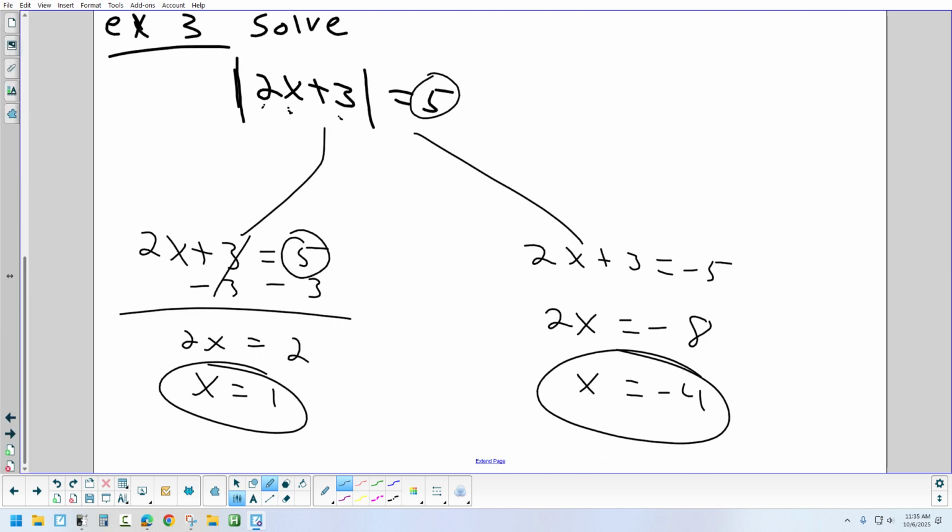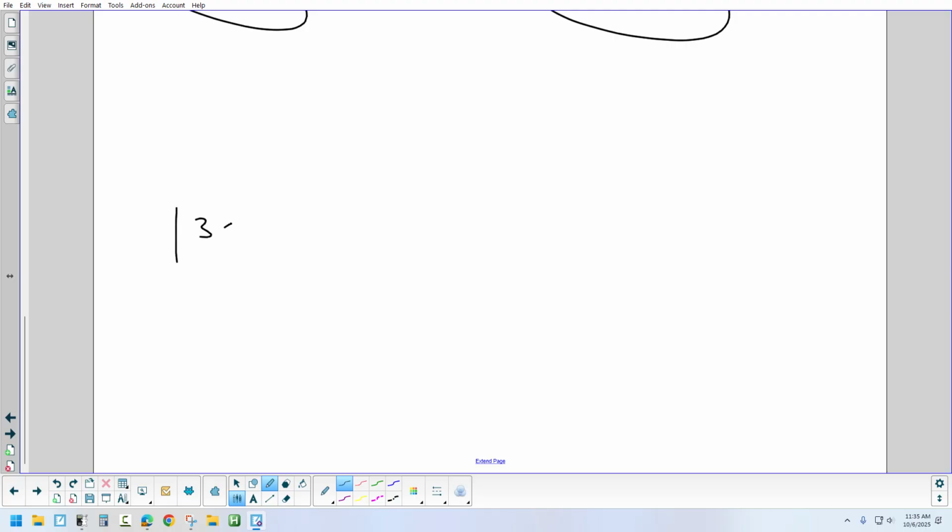How about if I had something like this one? Anybody notice anything about that? Yep. It equals a negative. So what does that mean? Is there no solution? That's no solution. You can split this into 2 problems and follow that method, but you'll never get an answer that works. Because how can you take the absolute value of something and get a negative number?